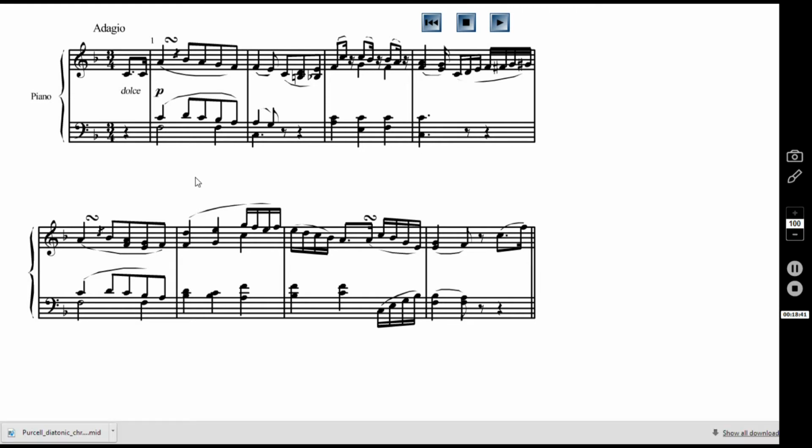One thing I want to point out of the performance of this piece is that this little symbol here indicates a turn. So you'll hear the piano player play this note, and then several notes will go above and below that note before it hits this little note, which is a grace note to this note.